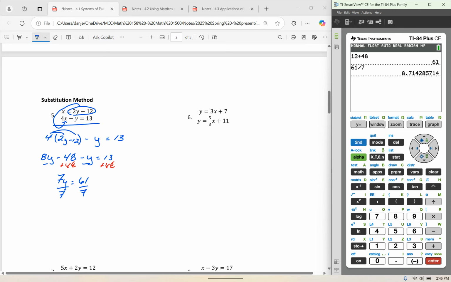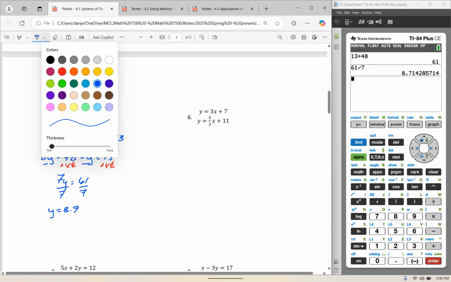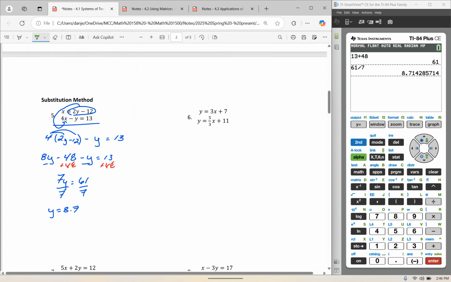So y is equal to 8.7. To find x then, I'm going to take that value for y, 8.7, and I'm going to substitute that back in here for x. I'll keep doing this in green. So we had x equals 2y minus 12. So I'm going to put the 8.7 in place of the y.